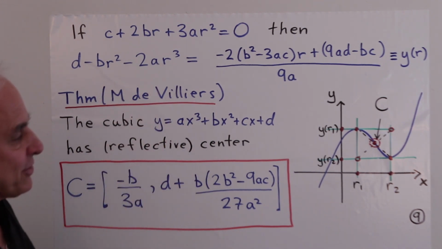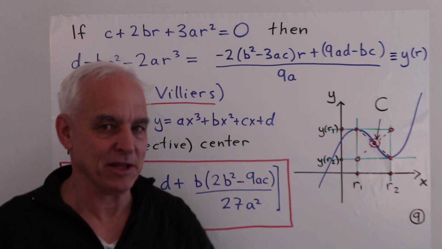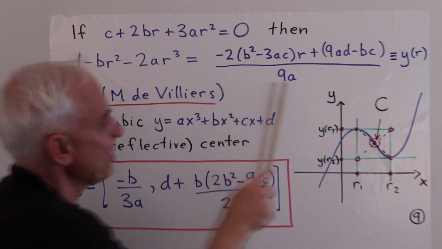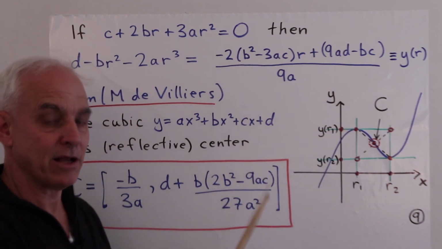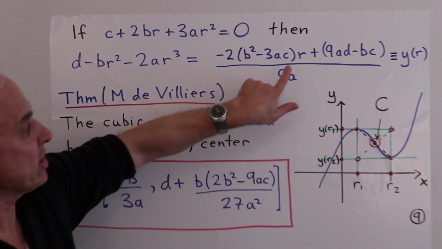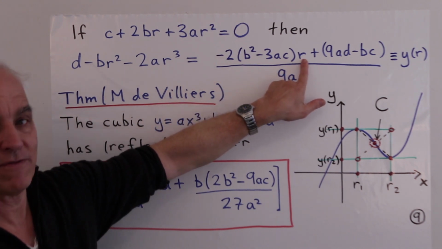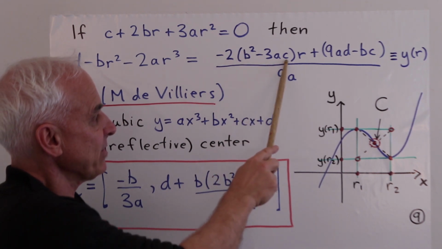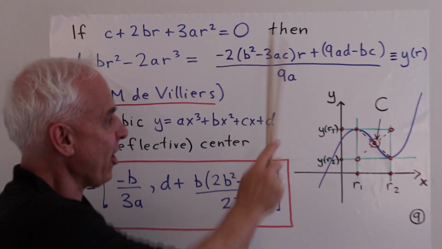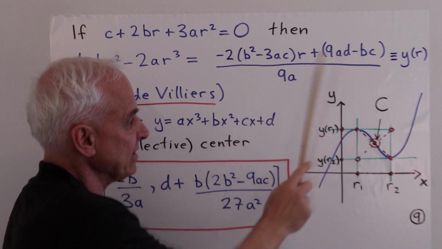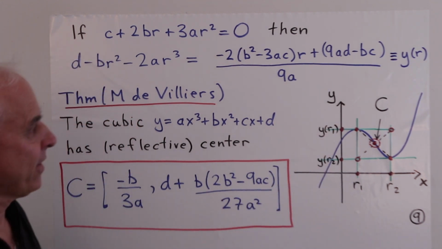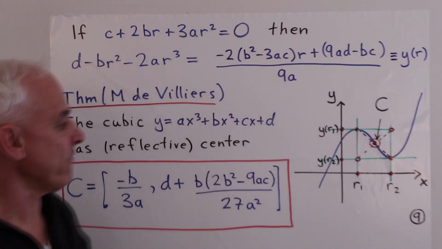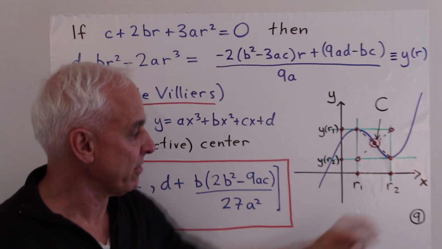And I'll leave it to you as an exercise. It'll be talked about in the work problems of the course, that you can then simplify this to get this more complicated looking, but ultimately simpler expression in just the single linear variable r and a constant. So it's minus 2 times (b squared minus 3ac), that same quantity, times r, plus 9ad minus bc, all over 9a. That then is going to be the y-coordinate associated to the r values where the maximum and the minimum are occurring.